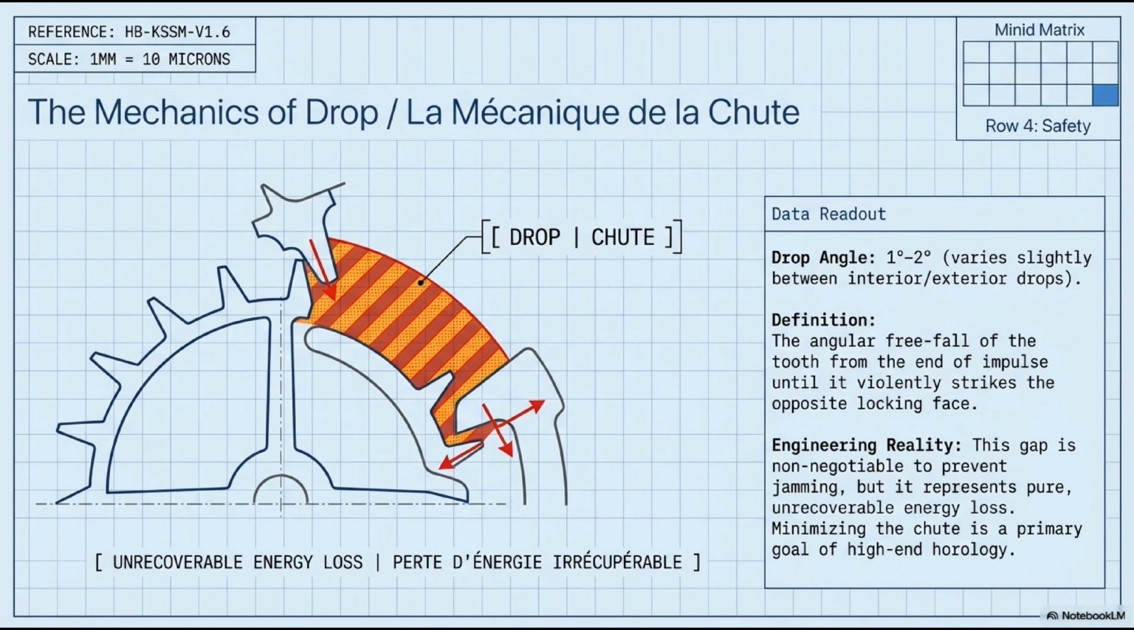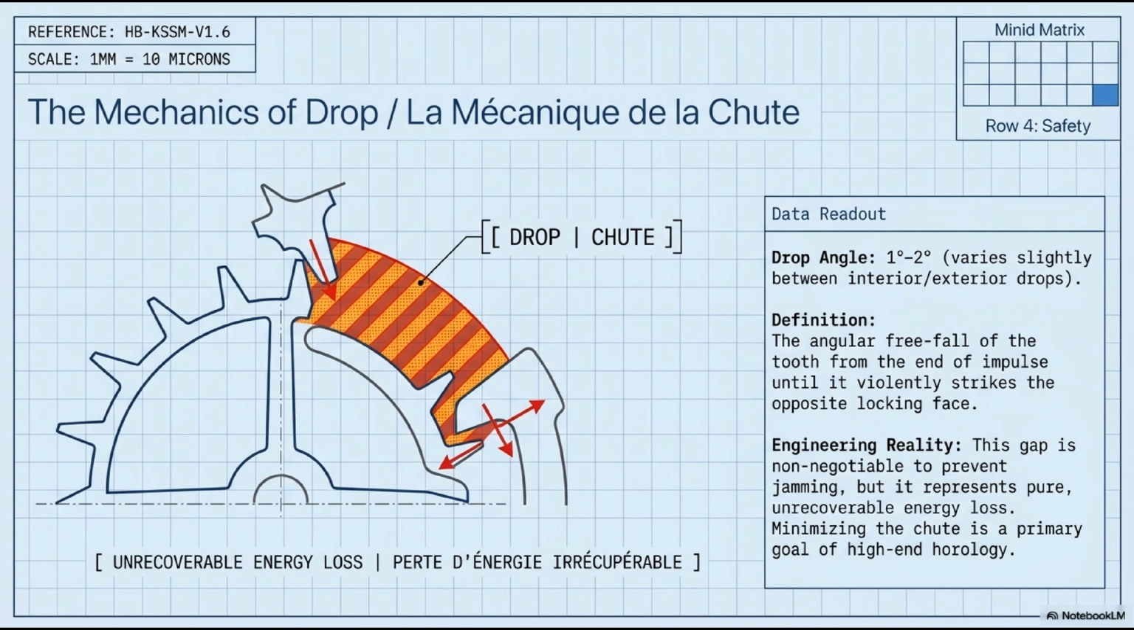During this free flight, the escape wheel accelerates forward under mainspring torque with nothing restraining it. A tooth in free fall. The kinetic energy it accumulates during this angular interval is exactly what gets dissipated as heat and sound when the tooth lands on the locking face of the opposite pallet stone. That's the drop shock, the loudest of the 5 mechanical shocks per cycle.